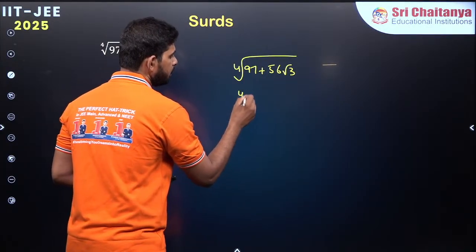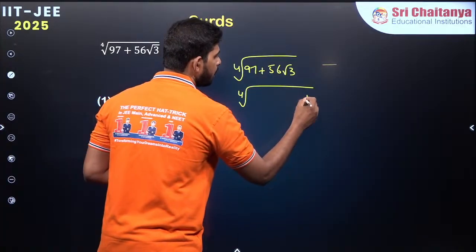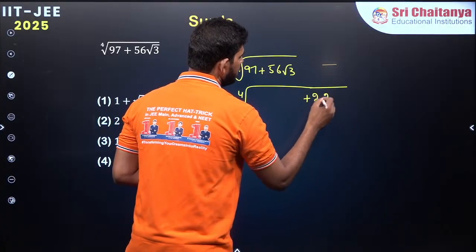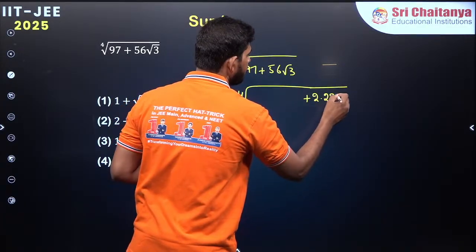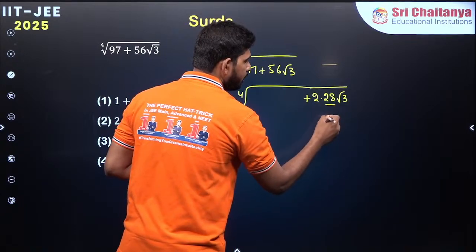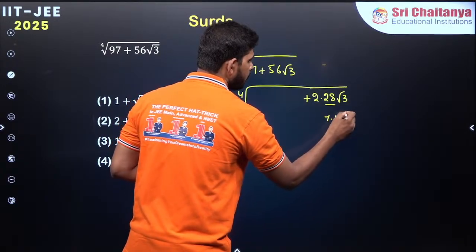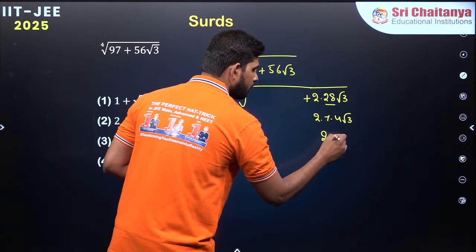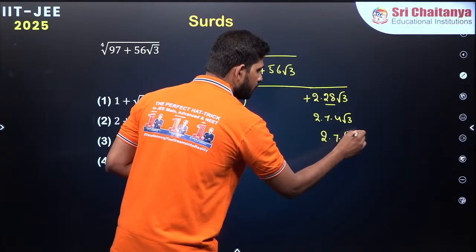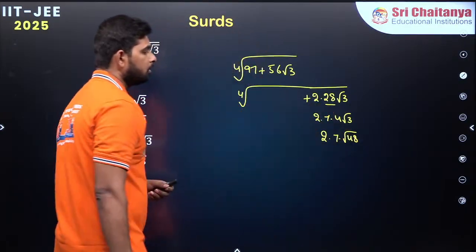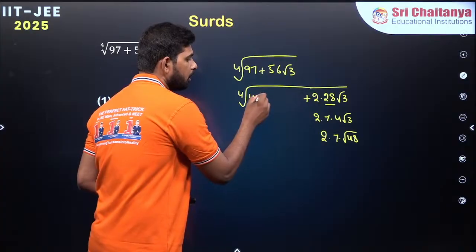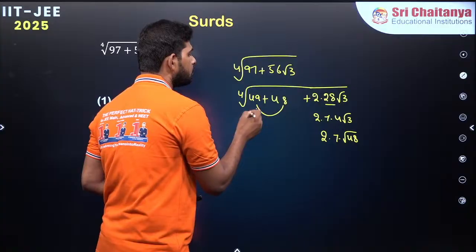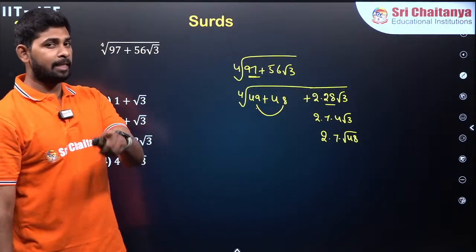So that I am writing here as, 56 I am going to take as 2 times 28 into square root of 3. 28 again can be taken as 7 times 4 there, square root of 3, and this I am writing as 2 into 7 into square root of 48 I can take. Now 7 square is 49 and root 48 square is going to be 48. The sum of these two is giving us 97. That is how we are simplifying here.